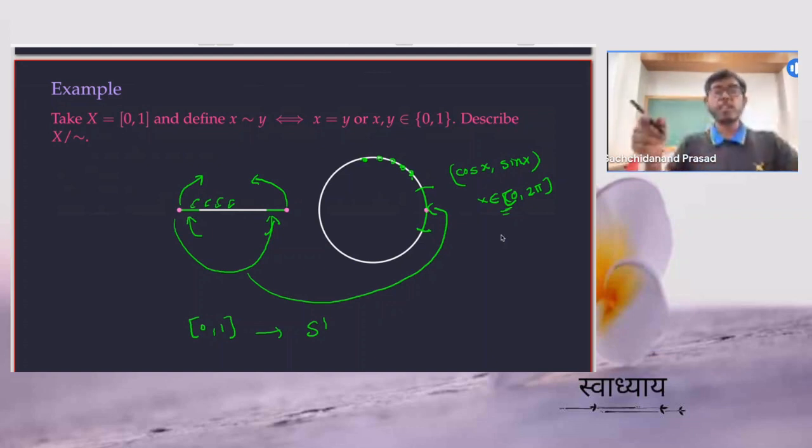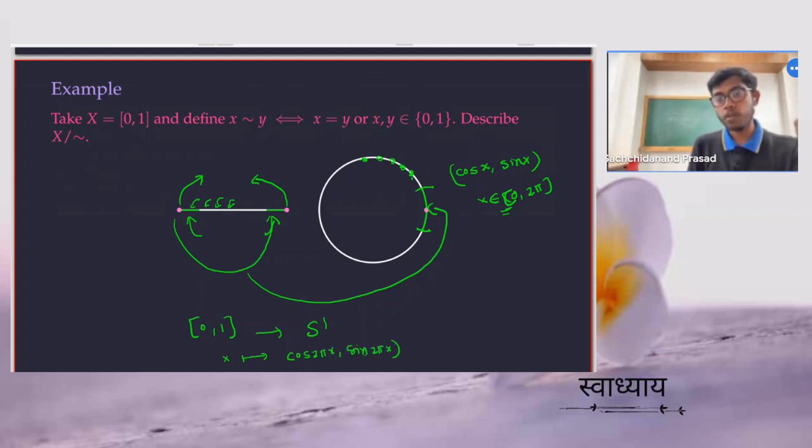But since we are in 0 to 1, instead of taking x and cosine x, sine x, I'll define my map to be x goes to cosine 2 pi x and sine 2 pi x. Now this is my f. So we got a function f, and this is a continuous function. Why? Because each coordinate is a continuous function.